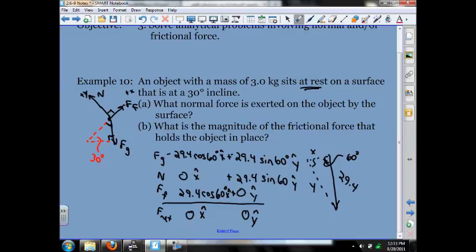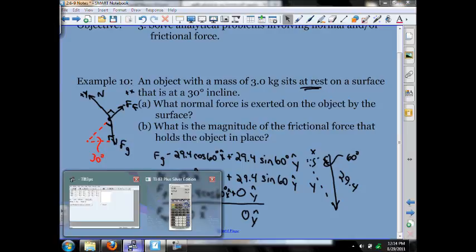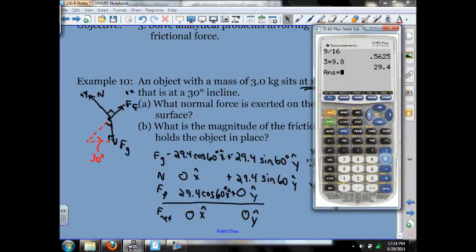So to answer our questions, part A asks, what is the normal force? Normal force has an x component of 0 and a y component of 29.4 sine 60. So it's simply going to be 29.4 times sine 60. We can use calculators for that. We need to make sure you're in degree mode. So for part A, we've got 25.5 maybe. For part B, 29.4 times cosine.